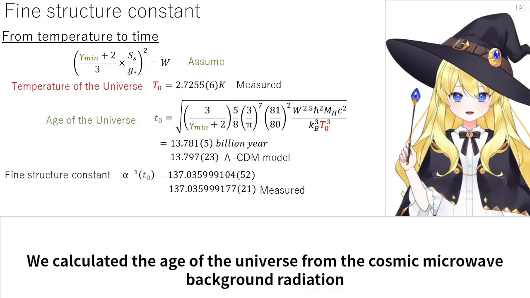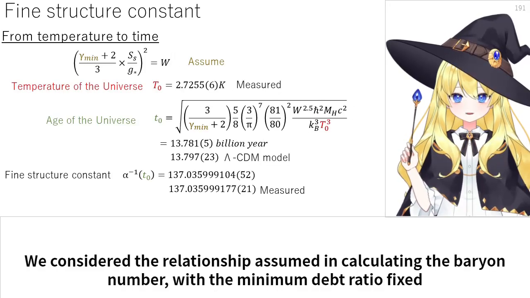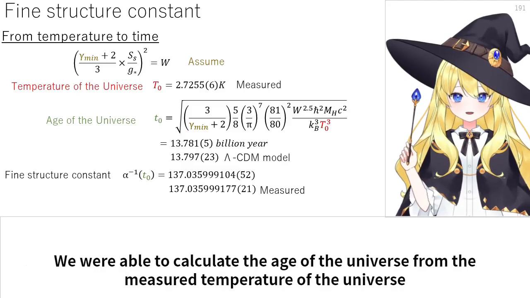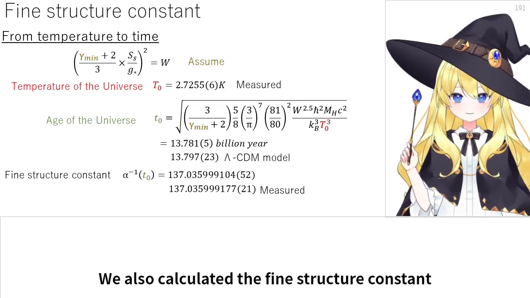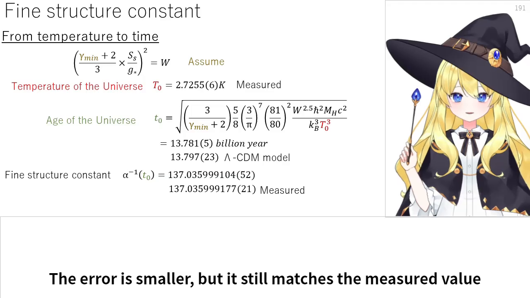We calculated the age of the universe from the cosmic microwave background radiation. We considered the relationship assumed in calculating the baryon number, with the minimum debt ratio fixed. We were able to calculate the age of the universe from the measured temperature of the universe. This matches the lambda CDM model within the error, but it appears slightly younger. We also calculated the fine structure constant. The error is smaller, but it still matches the measured value.